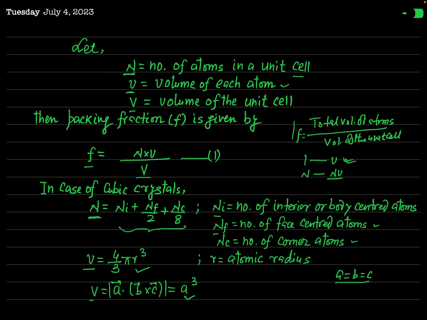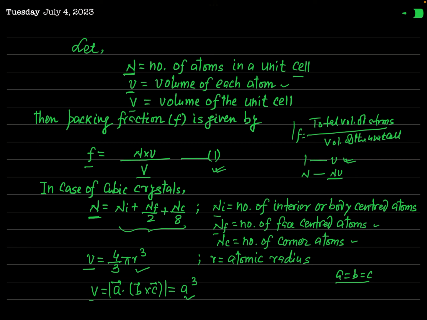So using these three facts, we will be able to find the packing fraction, because we will substitute all these values in this equation 1 and then we will get the packing fraction of the crystal lattice. Okay. So this is the basic definition, the basic concept of atomic radius and packing fraction.